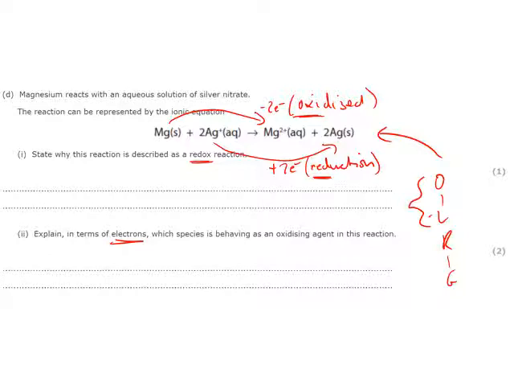Which species is behaving like an oxidizing agent in this reaction? So an oxidizing agent oxidizes something else. So it causes something else to lose electrons. Therefore, it itself must gain electrons. So which one of these species here gained electrons? Okay, so we have the silver. So the silver is the oxidizing agent because it gained electrons, or took electrons, from magnesium.